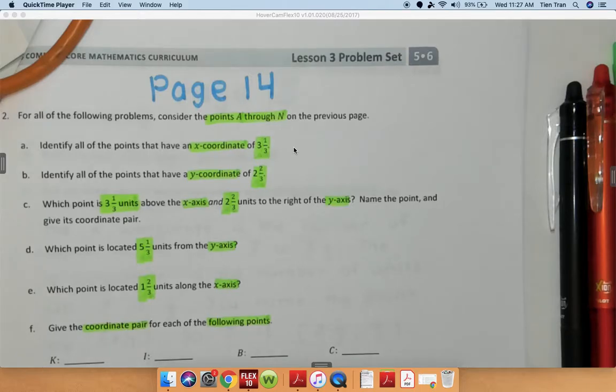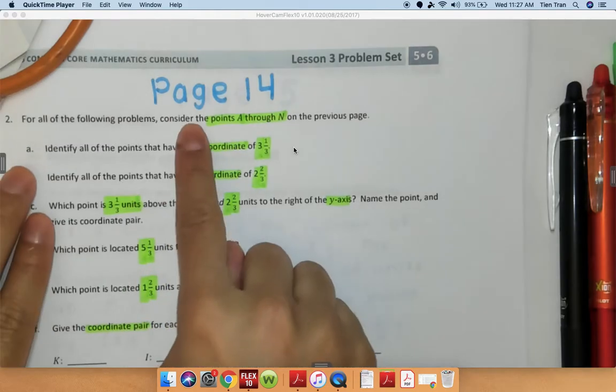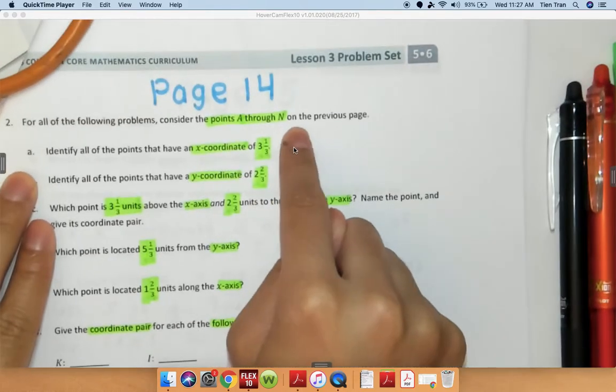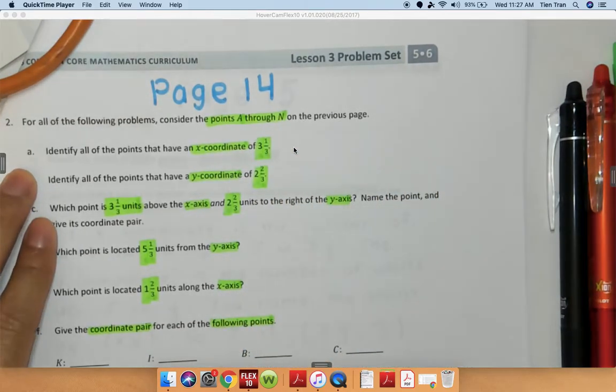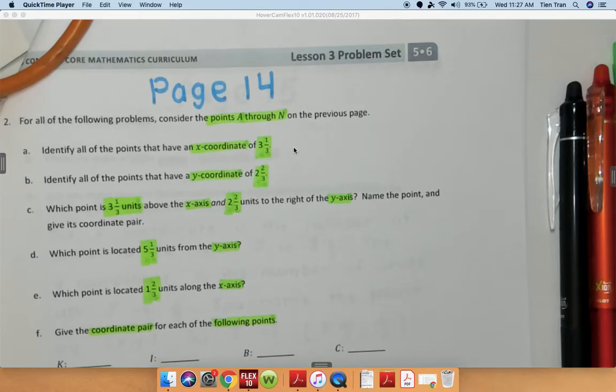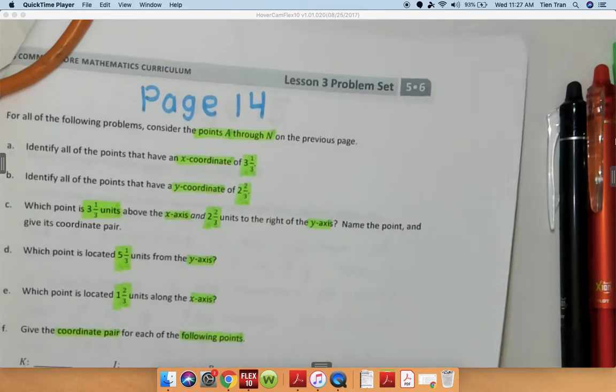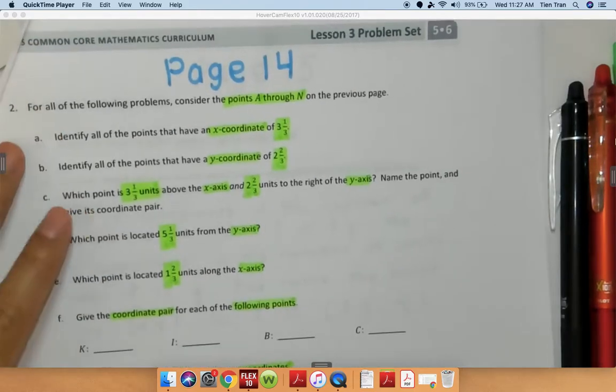Hello, we're on page 14 and we're on problem number 2. For all of the following problems, consider the points A through N on the previous page. We're constantly going to flip back and forth on the pages because the paper is on the other page, so please bear with me.